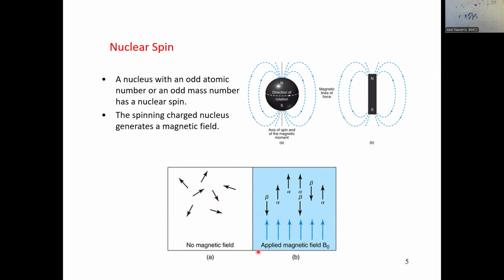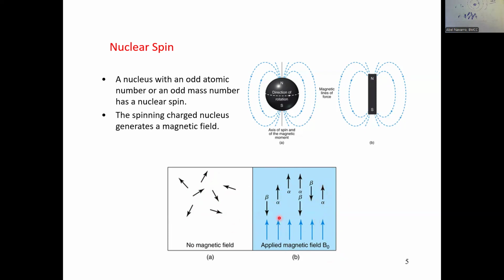But once you apply the external magnetic field, which is B sub zero, the blue arrows, imagine you put this sample inside a magnet, and the magnet will change the directionality of these spins. Some of them will go with the magnetic field, and some will go against it. They respond differently. Then how do you know, professor, that 4 are going to go up and 3 are going to go down?